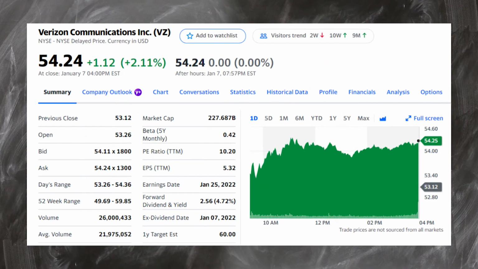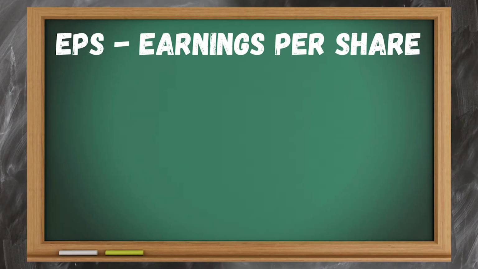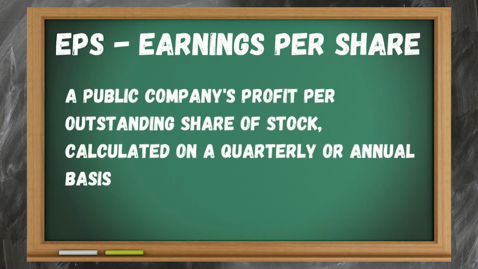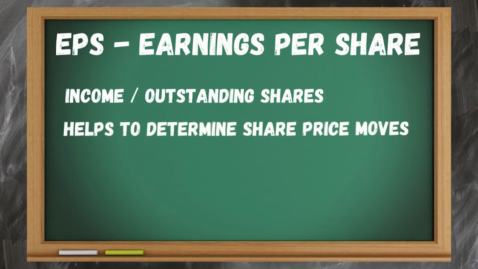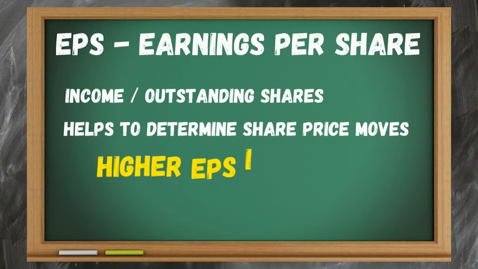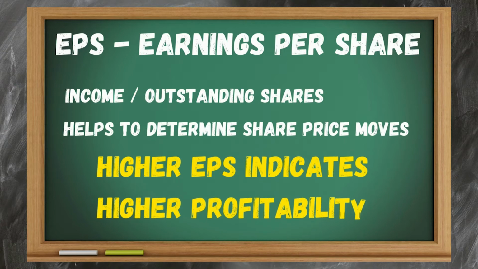Now, switching back to Yahoo Finance, we can see the next metric is EPS, or earnings per share. Earnings per share is a figure describing a public company's profit per outstanding share of stock, calculated on a quarterly or annual basis. The EPS calculation is done by taking a company's quarterly or annual net income and dividing it by the number of shares of stock outstanding. Earnings per share is one of the most important variables for determining a company's share prices. A high EPS indicates that the company is more profitable and has more profits to distribute to its shareholders.